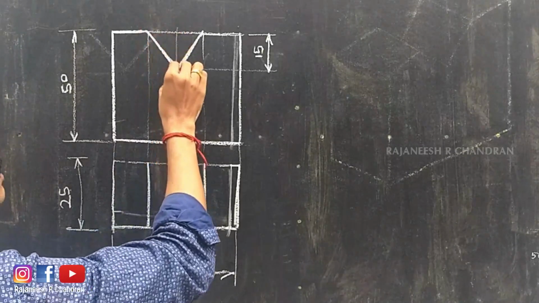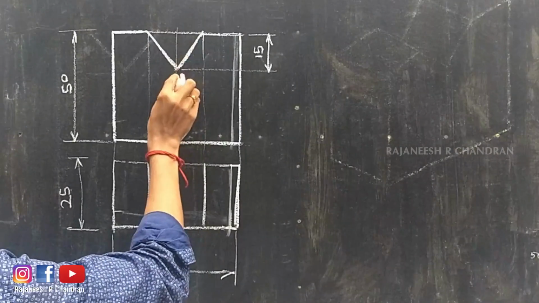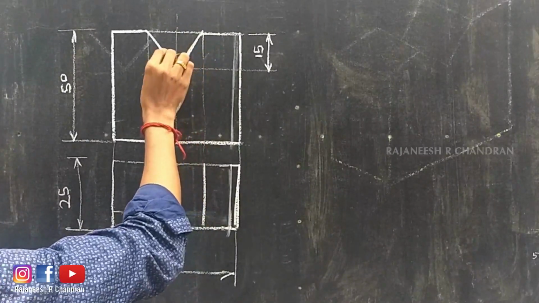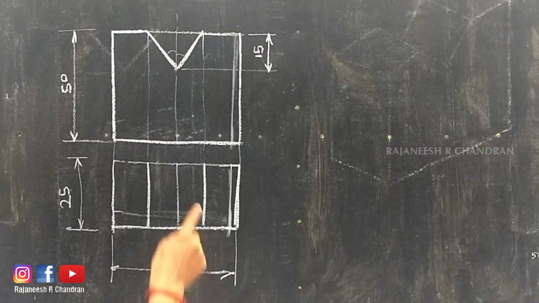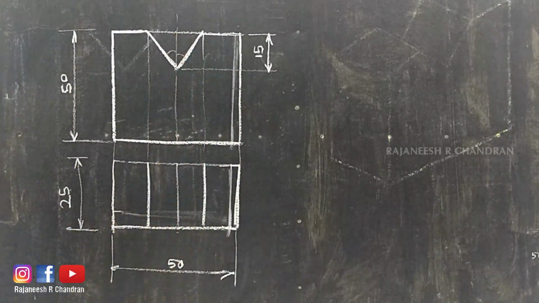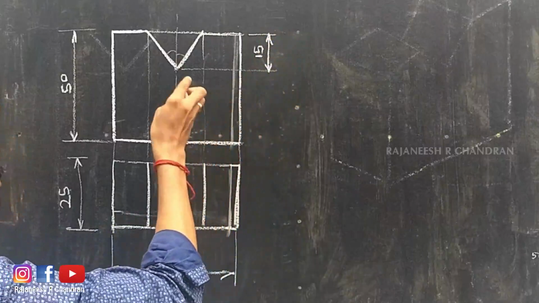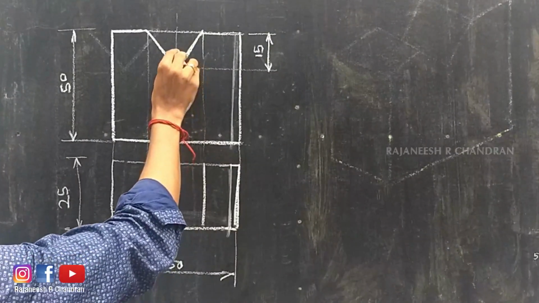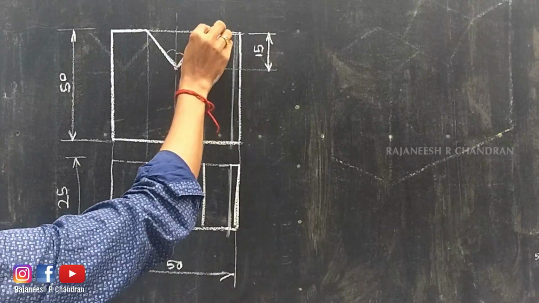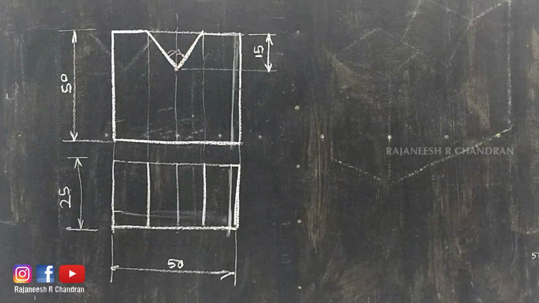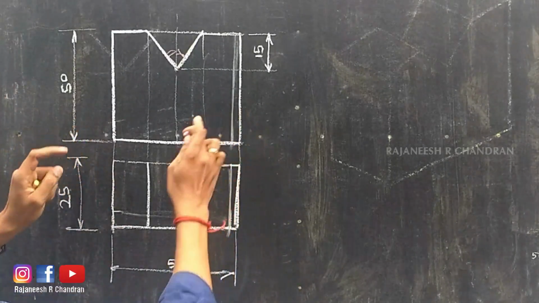So how can we construct this 90 degree? We have located this point, draw a vertical line there. This will be 45 degree, this will be 45 degree. So first construct the 50 into 50 square, locate the midpoint, at a distance of 15 mm locate this point. At this point draw a line at an inclination of 45 degree like this, another 45 like this, so that this will be our 90 degree view. Clear? So this is the front view.